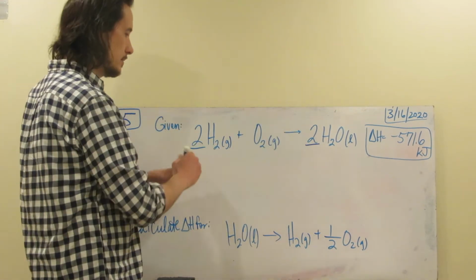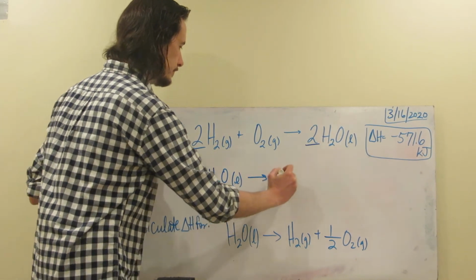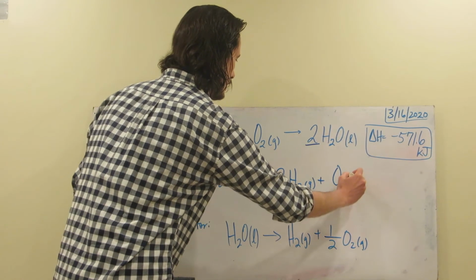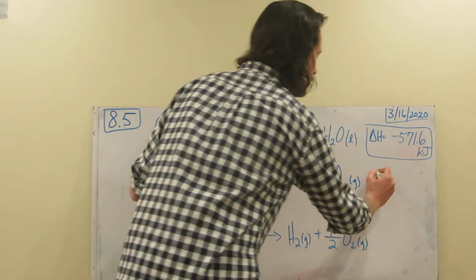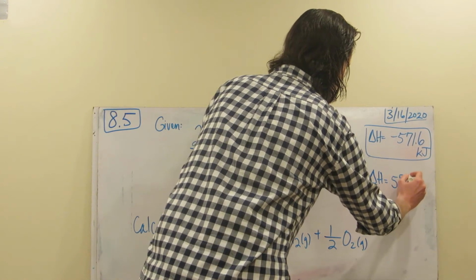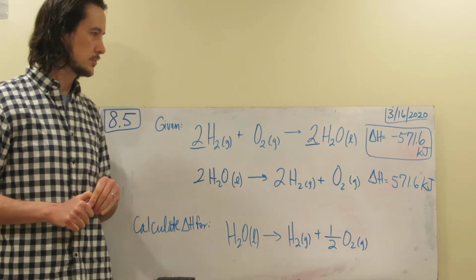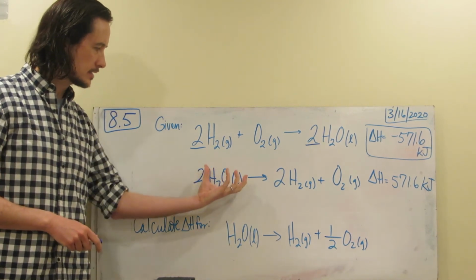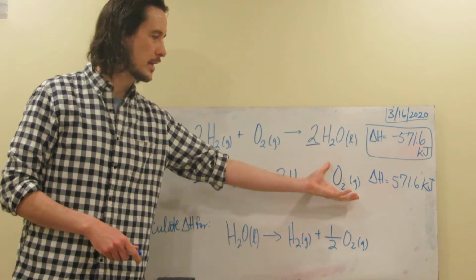So if I just take this equation and rewrite it as 2 H2O, okay, all I did was reverse it. We would have a delta H of 571.6 kilojoules. So that's the amount of energy we're going to need to put in to take this water as a liquid and turn it into 2 hydrogen molecules and 1 oxygen molecule.